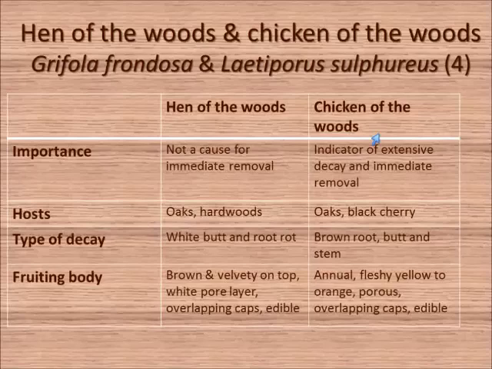Hen of the woods is not an indicator of enhanced decay, whereas chicken of the woods is. Chicken of the woods causes brown rot, and usually when you see chicken of the woods, the trees are highly decayed. Both of these species are common on oak trees. Chicken of the woods is also common on black cherry. Again, hen of the woods causes white rot, whereas chicken of the woods causes brown rot. Hen of the woods has a brown top and a white spore layer, whereas chicken of the woods is all yellow and orange, and both have pores.